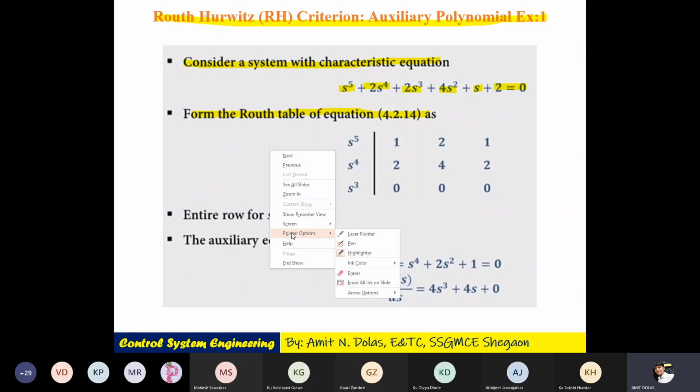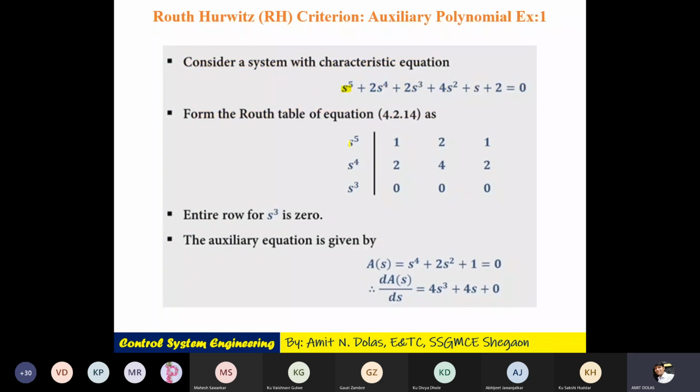I have taken s5 here, then s to the power 4 here, and then the alternate coefficients. The s5 coefficient is 1, the s cube coefficient is 2, and the s coefficient is 1. So it is 1, 2, 1 here. Then s to the power 4 coefficient is 2, the s square coefficient is 4, and s to the power 0 coefficient is 2. So it is 2, 4, 2. You may divide this complete row by 2, so it may be 1, 2, 1. No worry about that. You may write that.